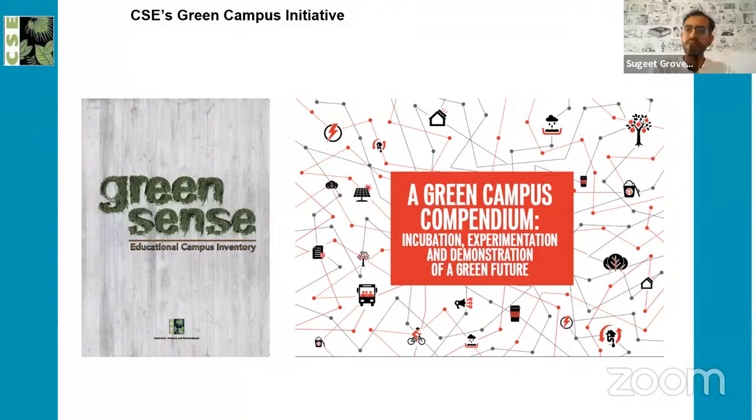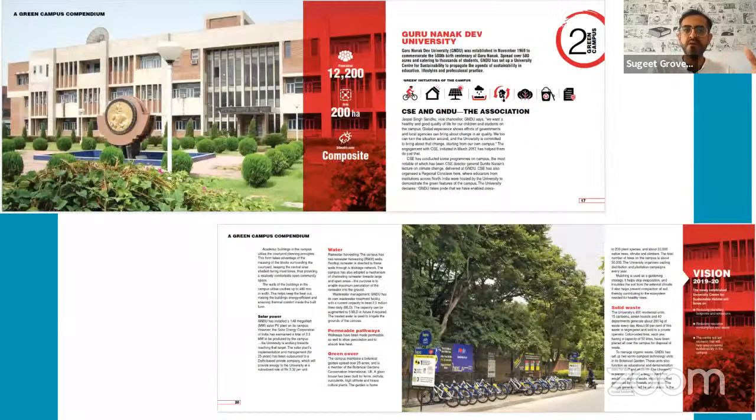And then we came up with a publication called the Green Campus Compendium, which had 5 case studies of different campuses and all the green initiatives that we had done. After we came up with these 5, a lot of campuses came to us and said, look, we are also planning a lot more work, and we also want to contribute, and we also want to understand what else can be done.